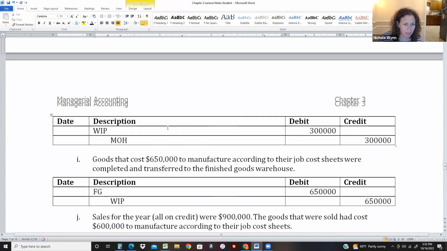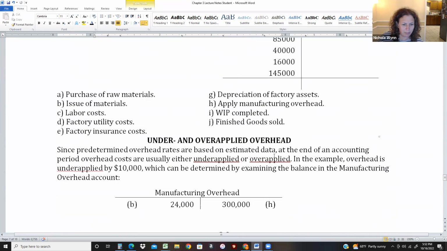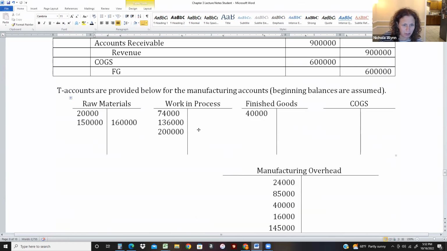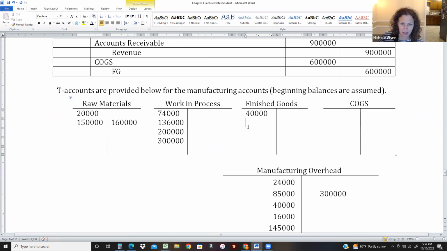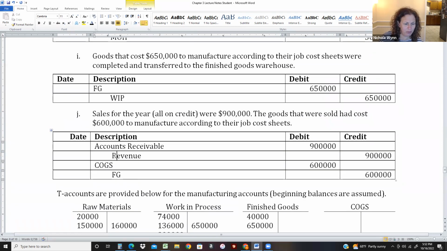Letter H, debit WIP, credit MOH 300. All right, debit WIP. Credit MOH. And then the next one is letter I, debit finished goods, credit WIP, 650. And then accounts receivable and revenue. I don't need that, but revenue, I'm going to need it for my income statement later. So I'm just going to highlight that a different color.